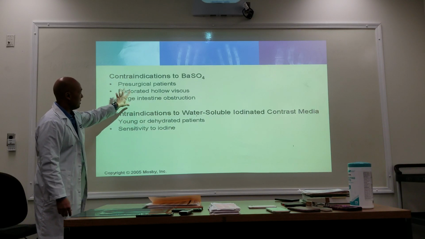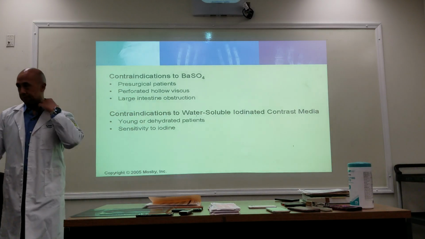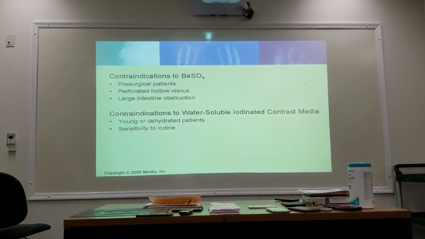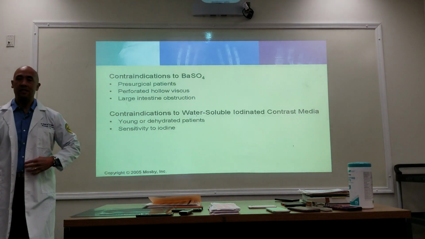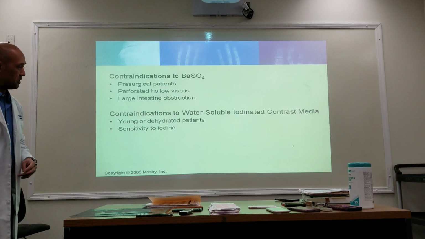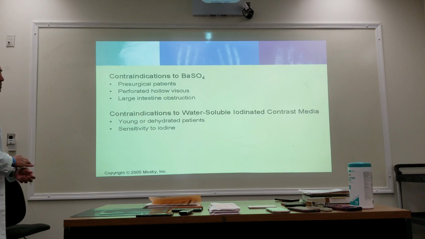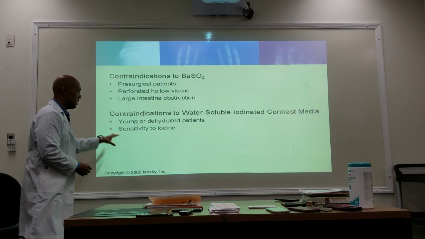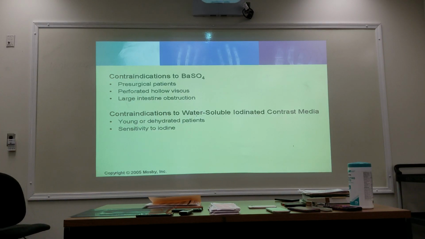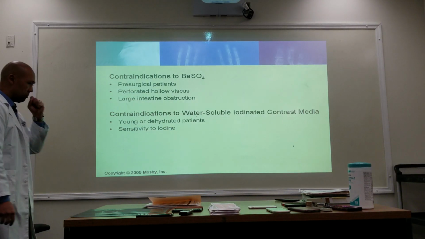And then if barium is contraindicated, we're going to use iodine. Iodine is absorbable and water-soluble, but the contraindications for iodine would be dehydration. Iodine is a diuretic, as we mentioned last week, so you don't want to give that to anybody who is already dehydrated. You don't want to give it to the young. And also, this is questionable, but we'll stick to what the book says: sensitivity to iodine may also be a contraindication.